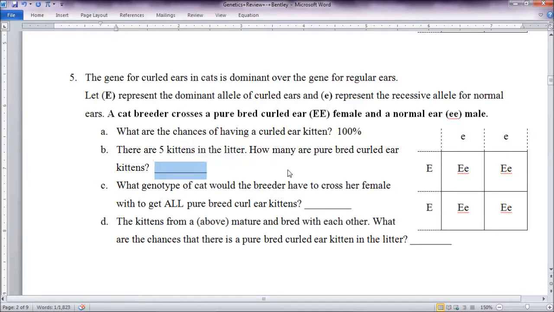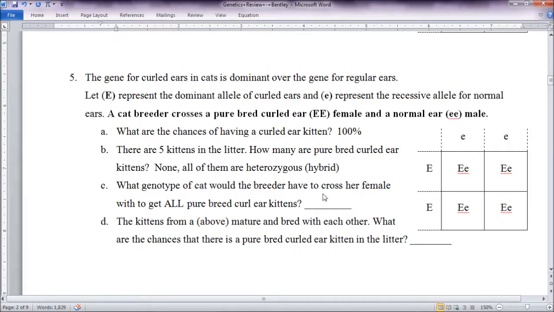So it says there are 5 kittens in the litter. How many purebred curled-eared kittens are there? Well, none. All of them are heterozygous, which is the same thing as hybrids, not purebred.